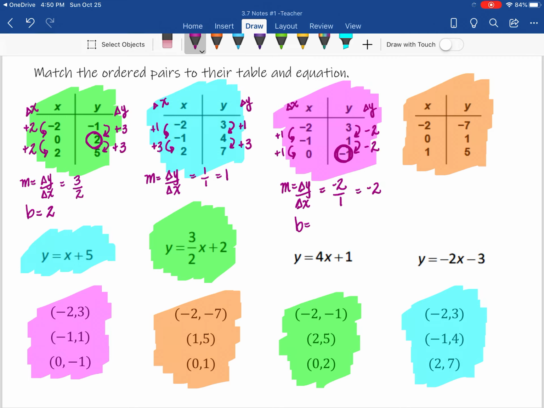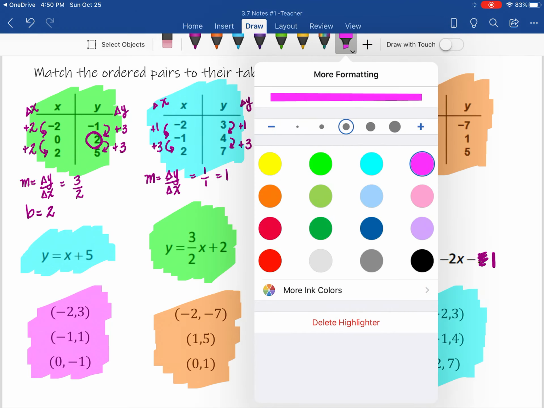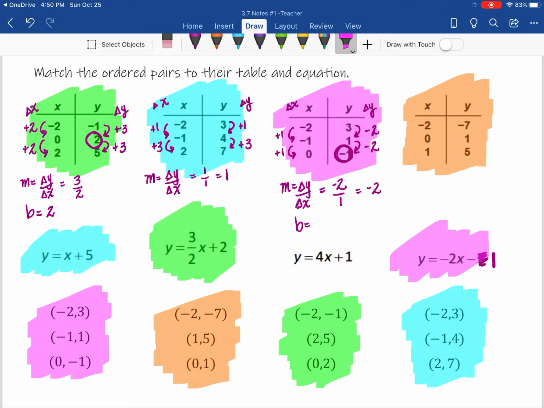I don't actually see that in our equations. So here's what we're going to do. We're going to cross this out and we're going to put a 1 there. And we're going to match that up. Okay. All right. Last one, by process of elimination, would have to go to 4x plus 1, but let's just double check.